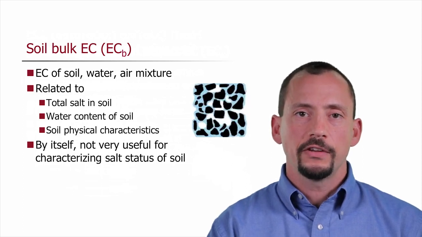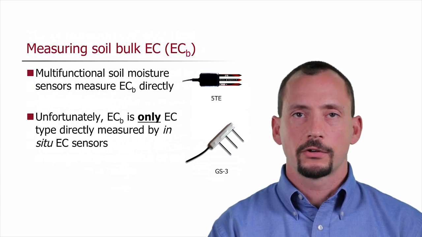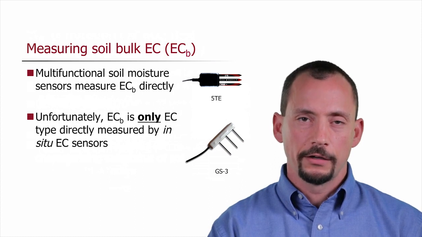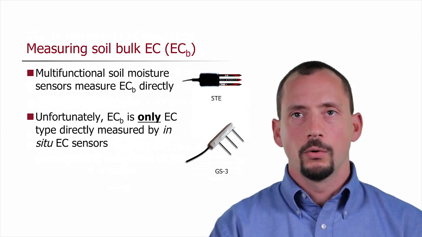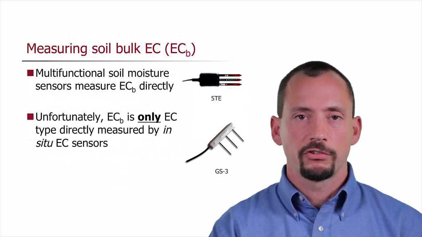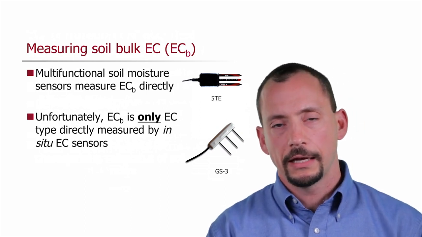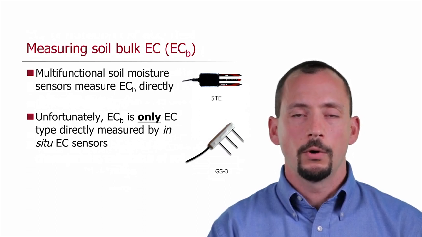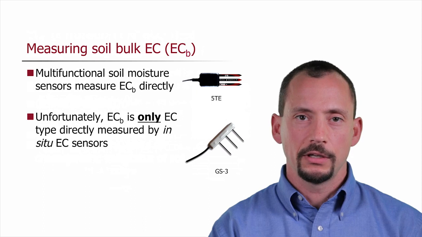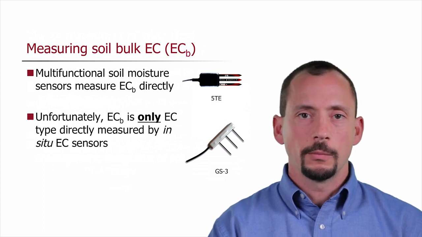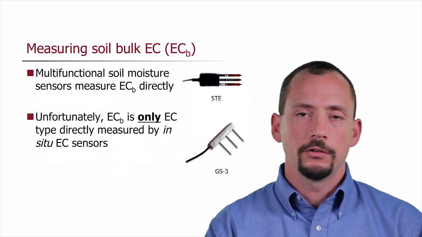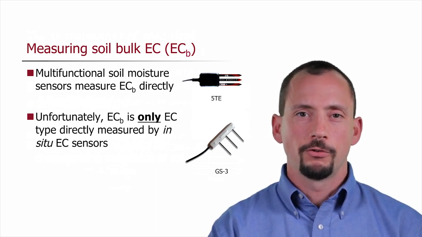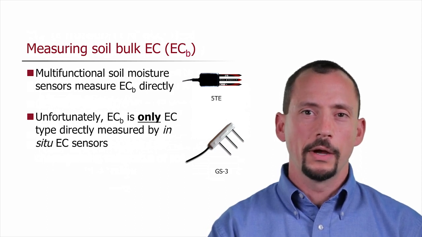Unfortunately, the bulk EC is the only type of electrical conductivity that can be measured in situ with electrical conductivity sensors. So in many cases, the saturation extract EC is more useful. In many cases, the pore water or soil water EC is more useful, but we cannot measure those things directly with an in situ sensor. So we have to measure the bulk EC and then try and do some calculations and use some models to get those other types of EC. It's unfortunate, but there's still not a reliable way of doing that yet.